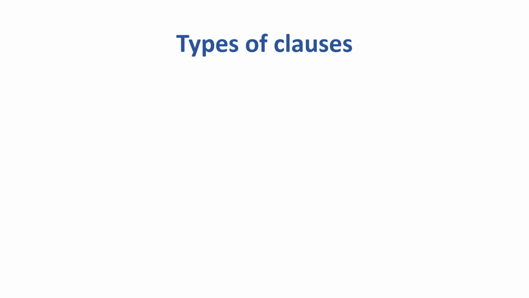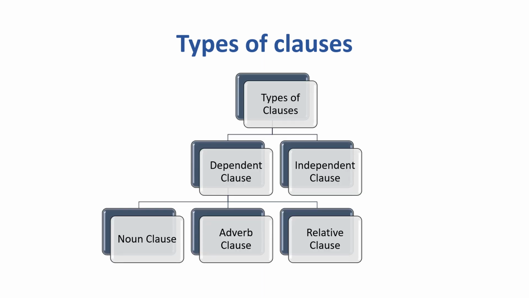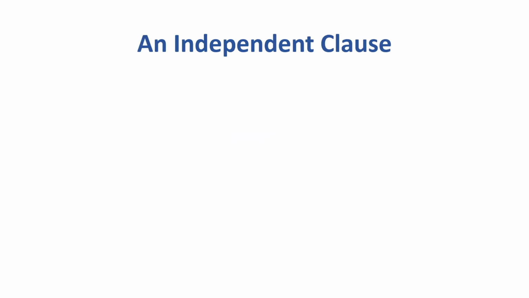So when we talk about the types of clauses, the types include dependent clause and independent clause. We have discussed the dependent as well as independent clauses in detail. Now we are going to talk about the types of dependent clauses. This includes noun clause, adverb clause, and relative clause.